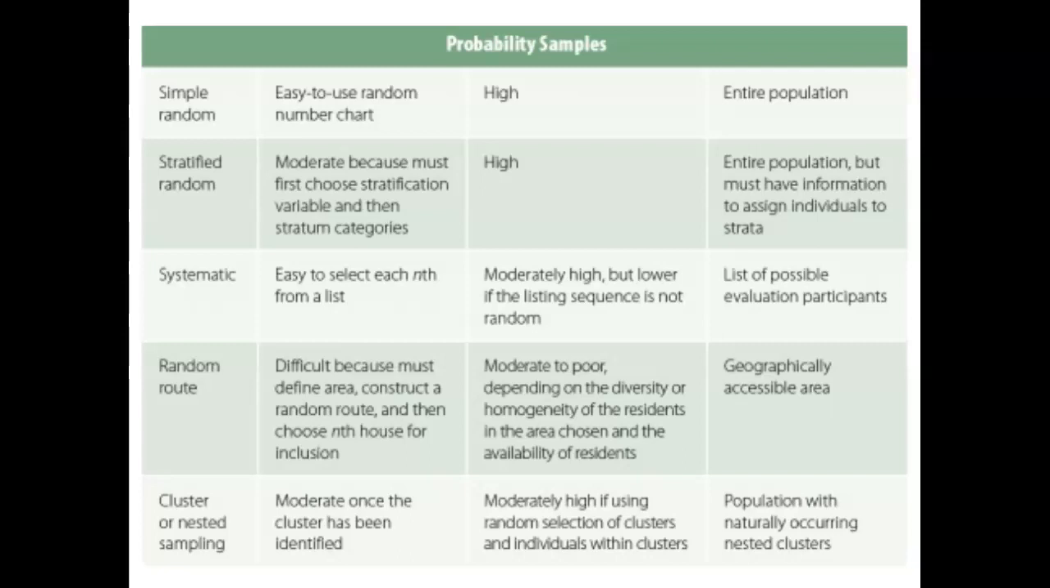Another type of probability samples is a cluster or nested sample. And this is a little bit more difficult to implement once the cluster has been identified, and it also has a fairly high generalizability if you've randomly selected your clusters and the individuals within the clusters. So say you're looking at a county, you could randomly select 2 towns in the county and then randomly select individuals within the towns.